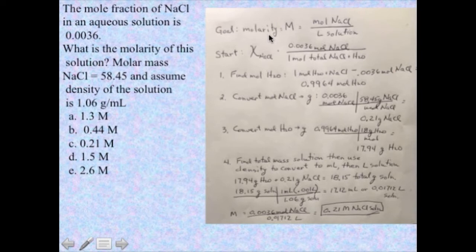So our goal is molarity, which is moles of sodium chloride per liter of solution. We're starting with mole fraction of sodium chloride, which is 0.0036 moles of sodium chloride per 1 mole total of NaCl plus water. So it's important to realize that when you divide through by a ratio, the denominator becomes 1. So first we're going to find the moles of water by subtracting the moles of sodium chloride from the 1 total mole of water and sodium chloride, and we get 0.9964 moles of H2O.